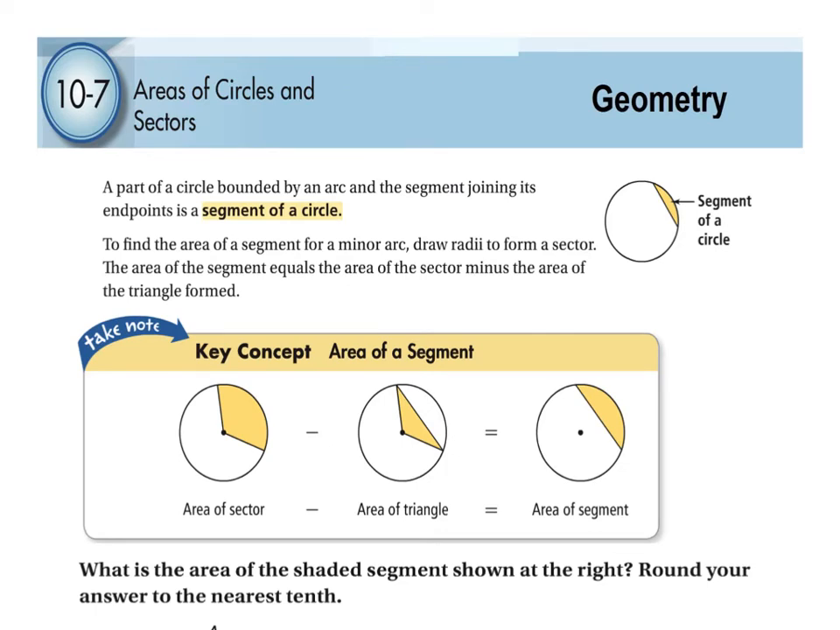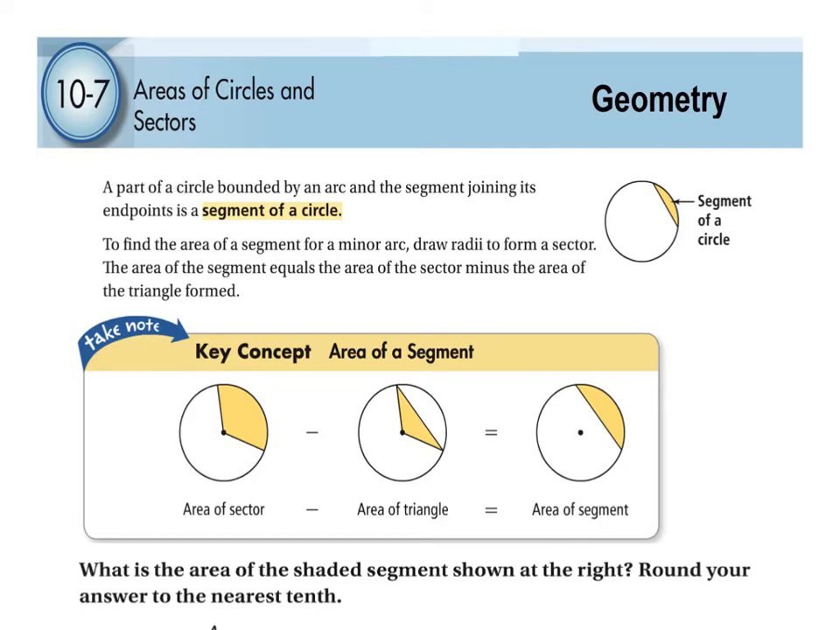This is the introduction to section 10.7. This is part 2. In part 1 we talked about finding the areas of circles and the areas of sectors in circles. And today we're going to find the areas of segments.